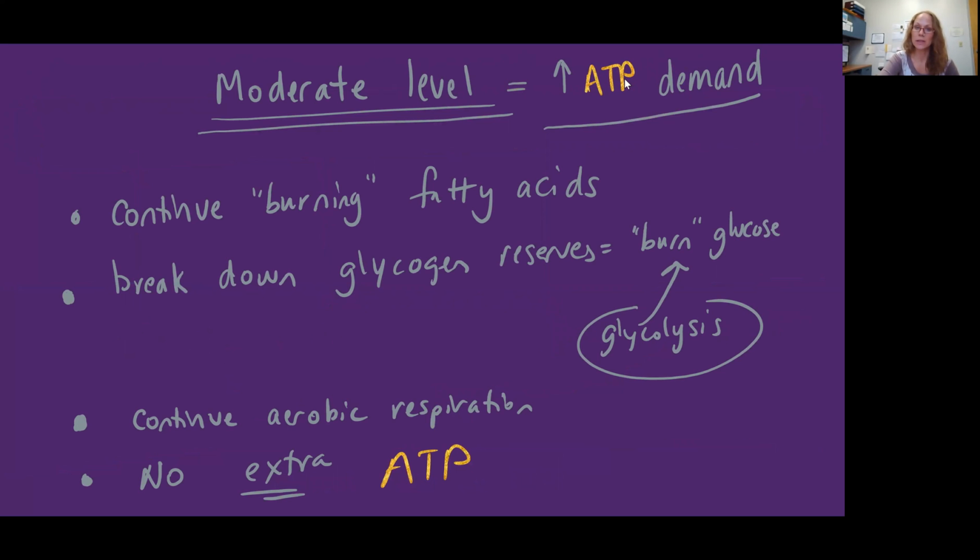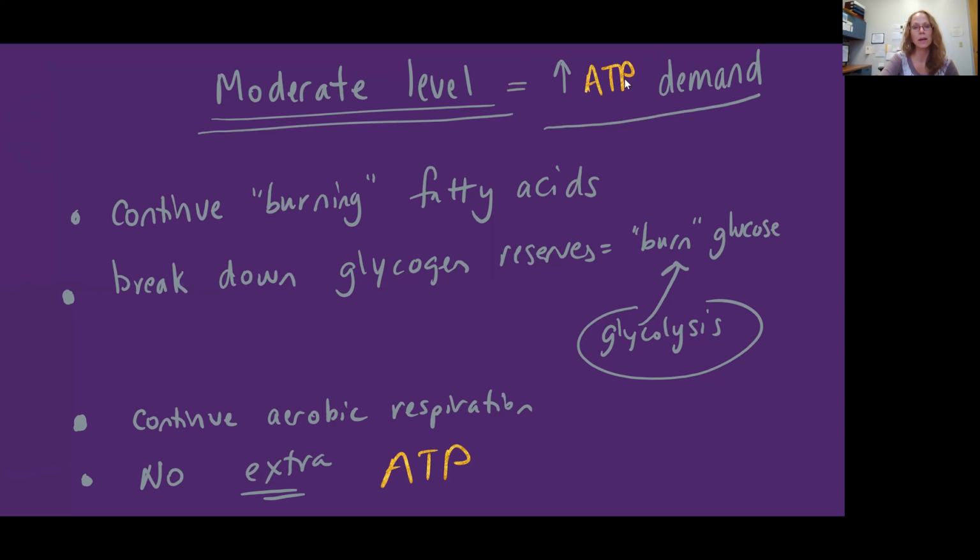And then remember, we can create extra kind of stores of ATP in the form of our creatine phosphate molecule. ATP demand is obviously higher when the muscle is doing more contraction. So once we start increasing our activities to moderate level, we've increased our ATP demand. Now in this case, we're going to continue breaking down fatty acids to make ATP. So we're going to convert it to a 2-carbon acetate, take that to the mitochondria, and use that to make ATP. But we're also going to start accessing our glucose reserves, which is glycogen.